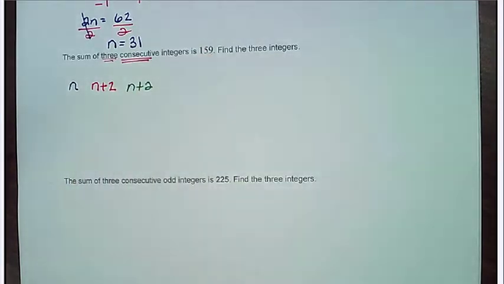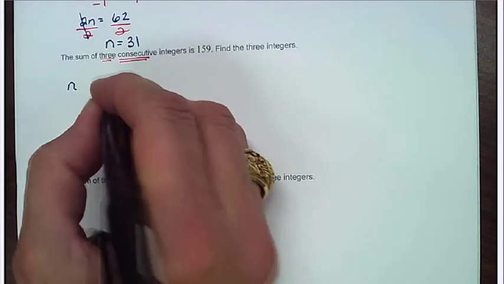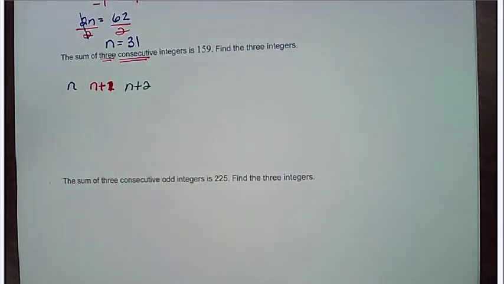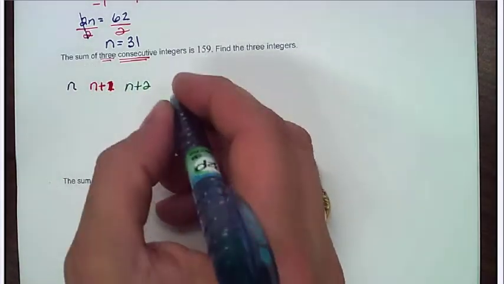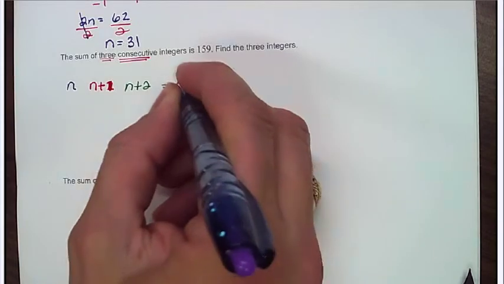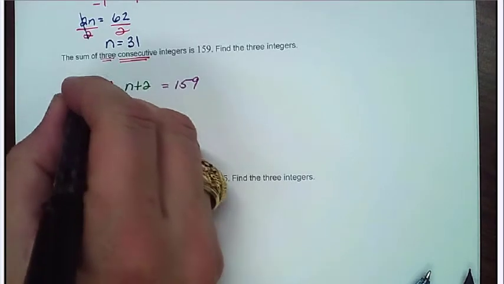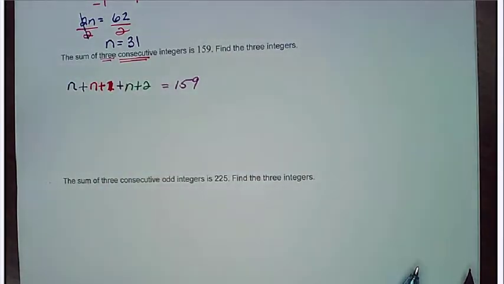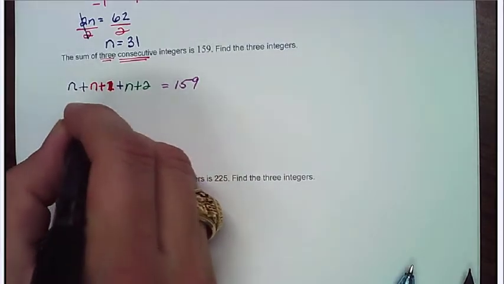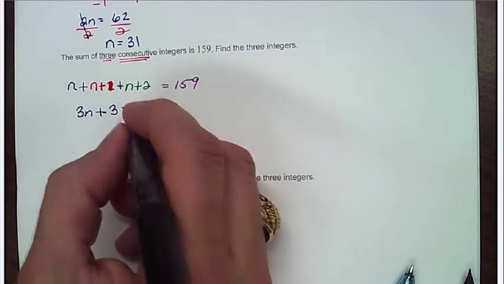Oh, I made a mistake. This should have been n plus 1, not n plus 2. Okay, so there's the first number, n, the second number, n plus 1, the third number, n plus 2. And then the sum of those 3 is going to get me 159. So that's going to equal 159. And I'm dealing with the sum, so I want to add all of these numbers together. Now we can just do solving. So n plus n plus n, well, that's going to give me 3 n's. 1 plus 2 is going to give me 3. And then I get what equals 159.